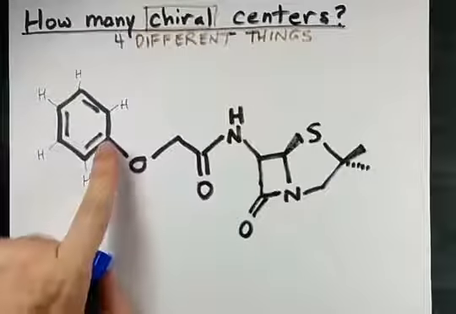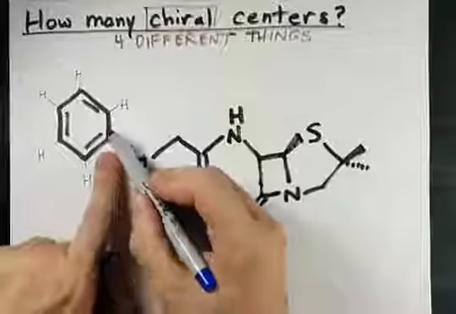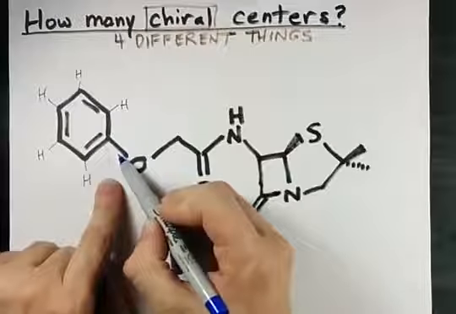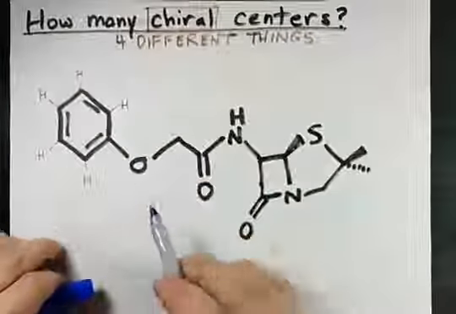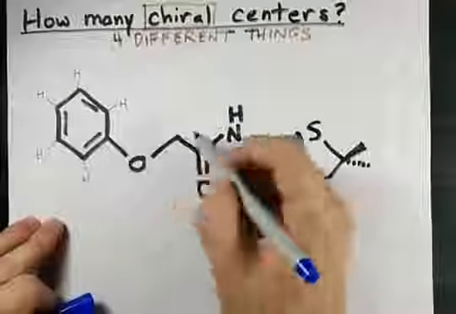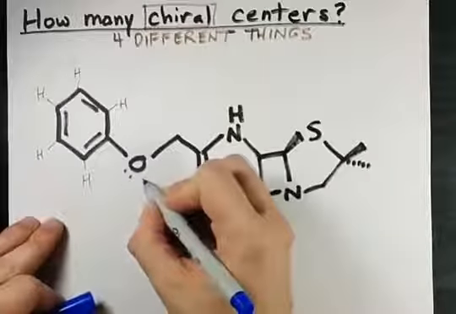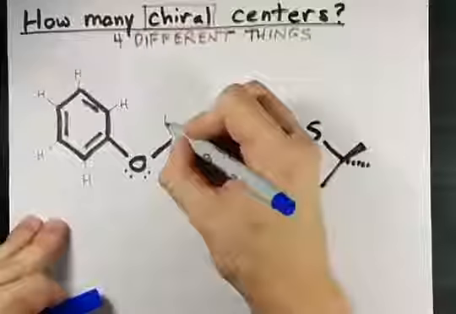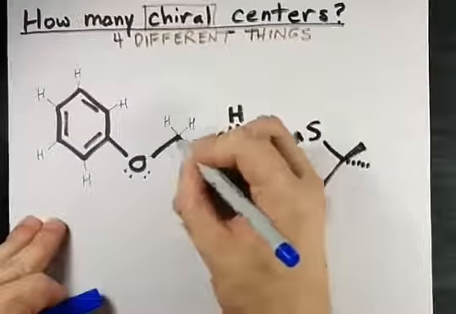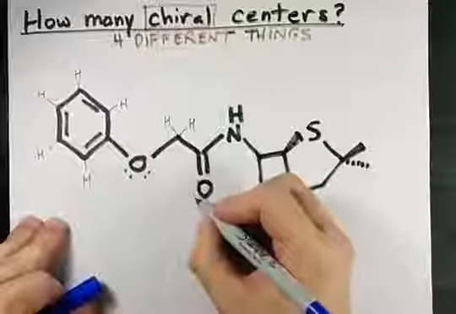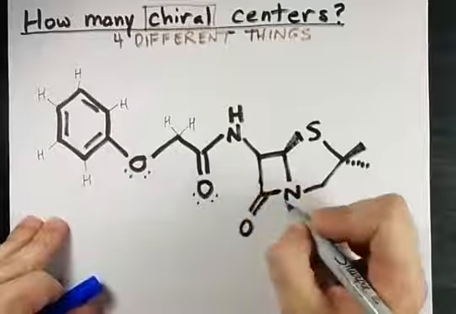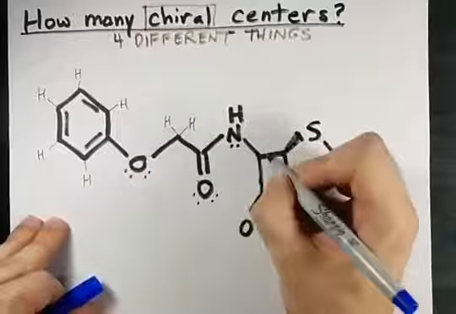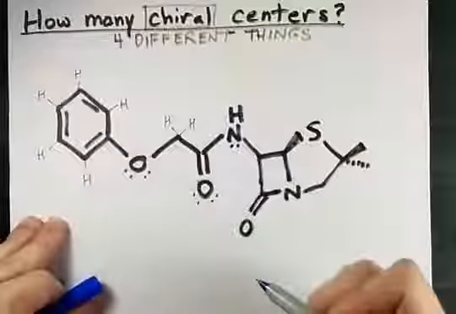This carbon here, 1, 2, 3, 4 bonds already, so it's fine. This oxygen has 2 bonds shown. That means 2 lone pairs are not shown. This carbon is missing 2 hydrogens because it already has 2 bonds shown. This oxygen is missing 2 lone pairs. This nitrogen is missing 1 lone pair because it has 1, 2, 3 bonds shown.